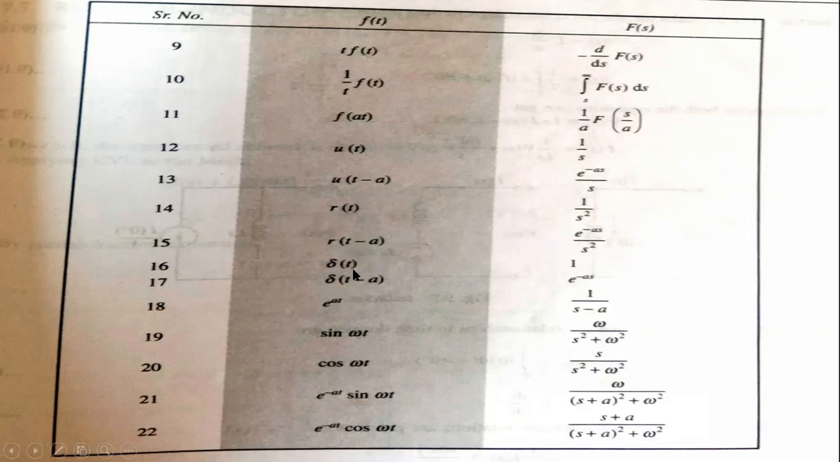Whereas for the impulse, that is delta of t, it is nothing but 1, and the delayed impulse is e raised to the power minus as. e raised to the power at is nothing but 1/(s minus a). Sin omega t is omega over s squared plus omega squared. Cosine is s over s squared plus omega squared. Likewise, for the last expression, whenever we have e raised to the power multiplied with the sine and the cosine, we get omega divided by the bracket squared. In this way, we can simplify.